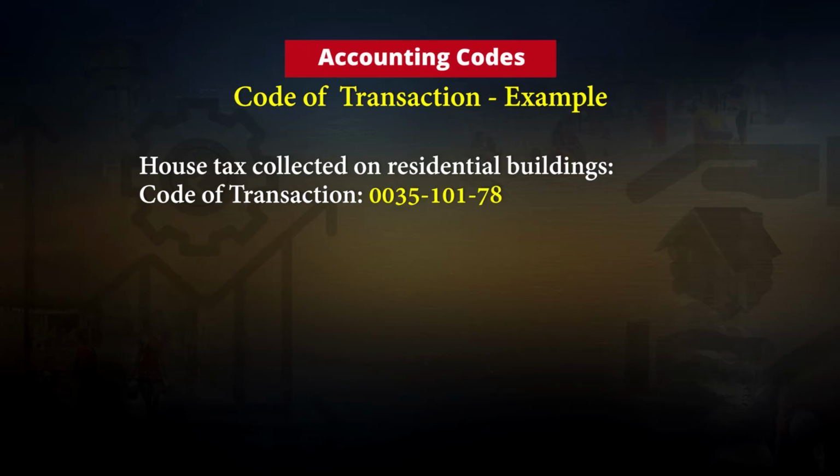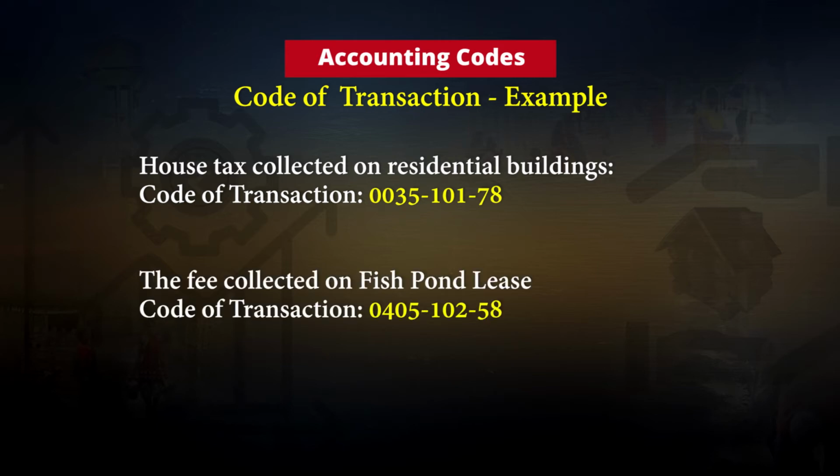Example: house tax collected on residential buildings. 0035 comes under major head. 101 comes under minor head. 78 comes under subhead. The fee collected on fish pond lease. 0405 comes under major head. 102 comes under minor head. 58 comes under subhead. So this was all about the codes and codification.